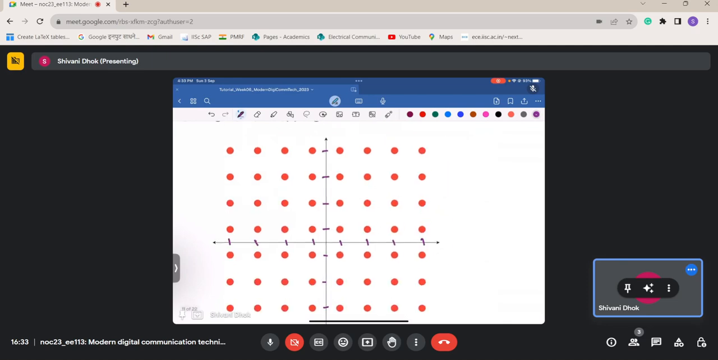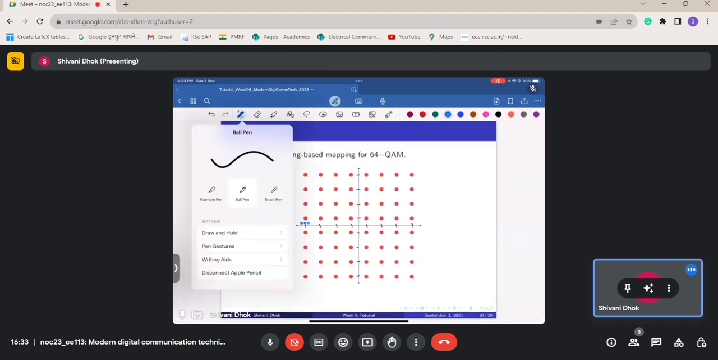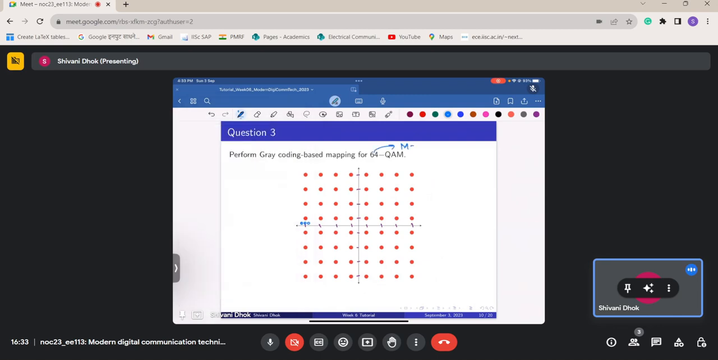Okay, so let me start doing it. So what we can do is we can label this as 000. Now again, this M is 64, which means that K is log 64 to the base 2, which is 6. And again, on the in-phase and quadrature components, we have, since it's a square QAM, 3 bits each.